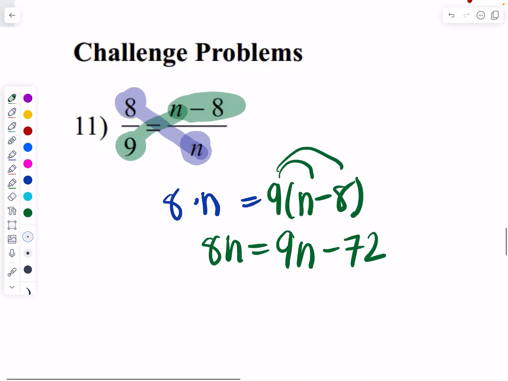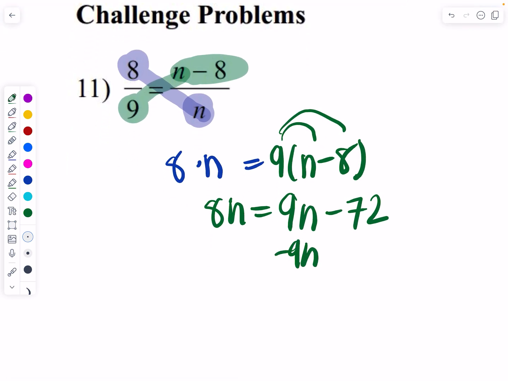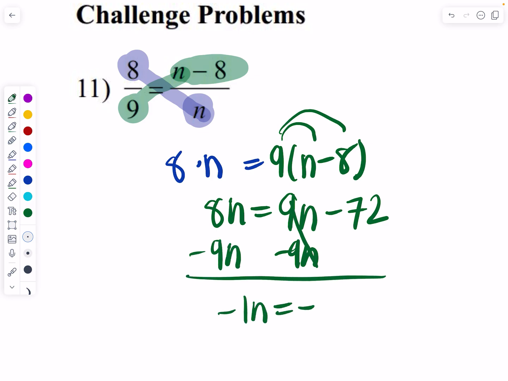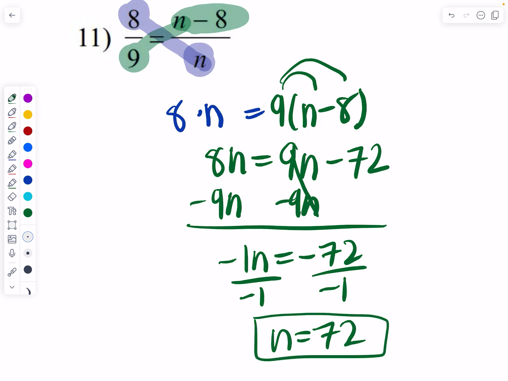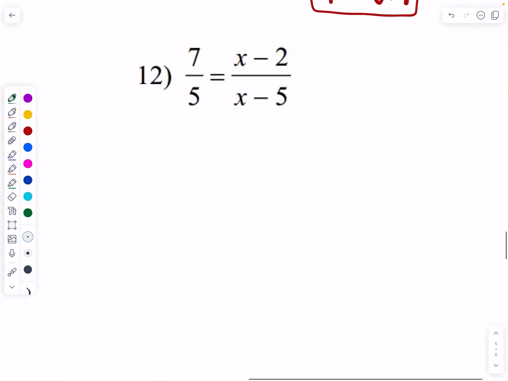Okay, and so then when we get our n's on the same side, we move our 9n over. We get negative 1n equals negative 72. And then whenever we divide by negative 1, we end up getting a positive 72. So it is okay if you have variables on both sides. Again, these are just multi-step proportions. All right, let's do that one more time.